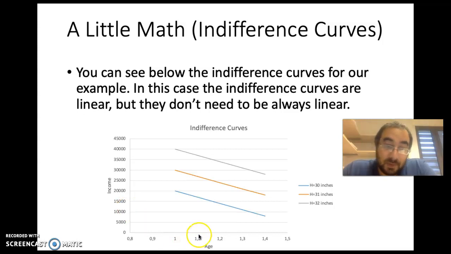If your age is 1.1 year and your family income is, let's say, $1,700, your height is again 30 inches. Similarly, this is true for other numbers also. If you're 1.3 years old and if your family income is $32,000, in that case your height is 32 inches. Or if you are 1.1 years old and your income is $32,000, then you get 32 inches.